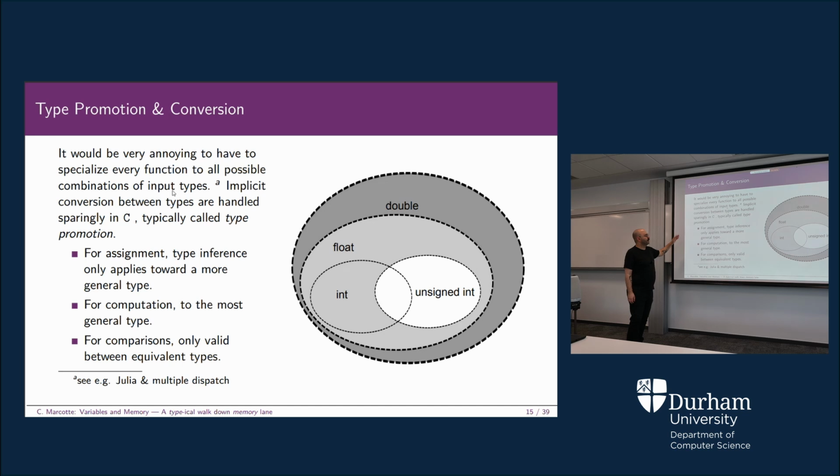This is sometimes called type promotion. For assignment, type inference only applies toward a more general type. So if you start with an int, you can promote it to a float, but you can't automatically demote a float to an int. For computation, it promotes to the most general type, either the inputs or the required output. And for comparisons, it's only valid between equivalent types. This is very important. There are some very, not necessarily subtle, but annoying bugs in C that arise because of this.